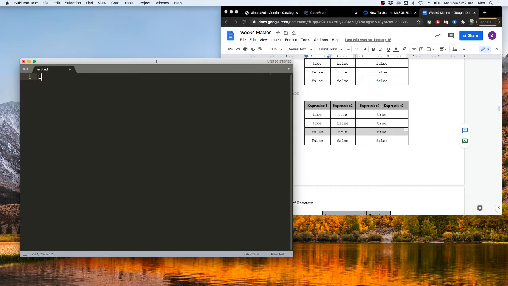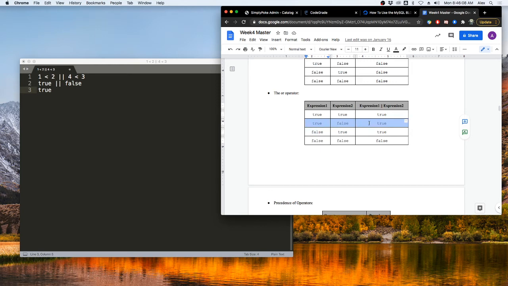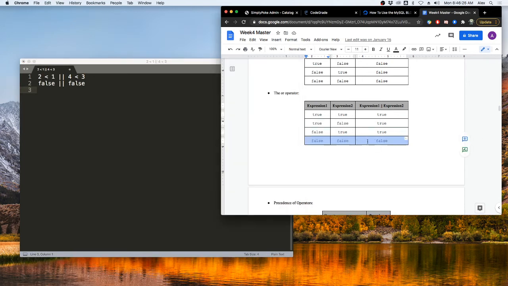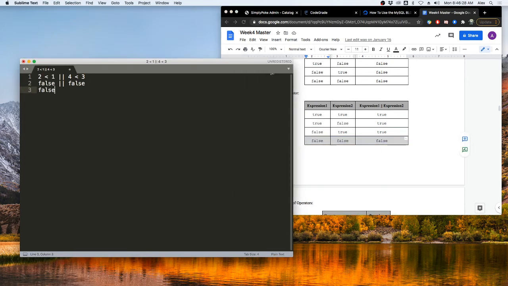Similarly, you could have 1 is less than 2 or 4 is less than 3, and you would get true on this one, or false, which would equate to true, because when you look over here, true or false gives you true. And then if you had something like 2 is less than 1 or 4 is less than 3, that would equate to false or false, which, when you look over here at your truth table, you get false or false is false.